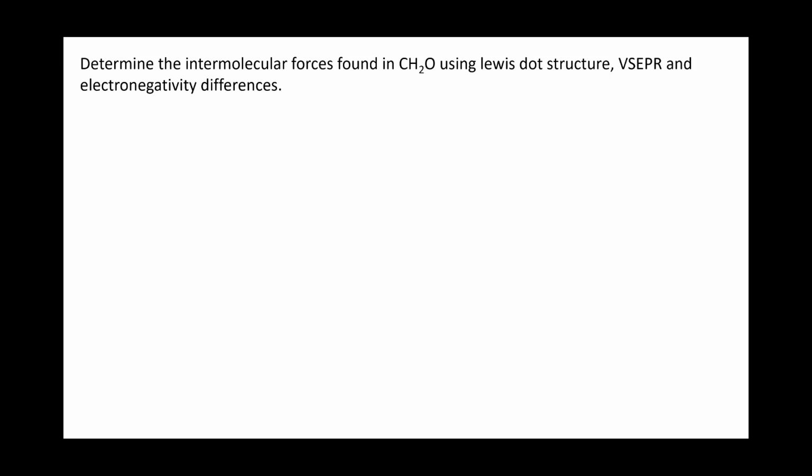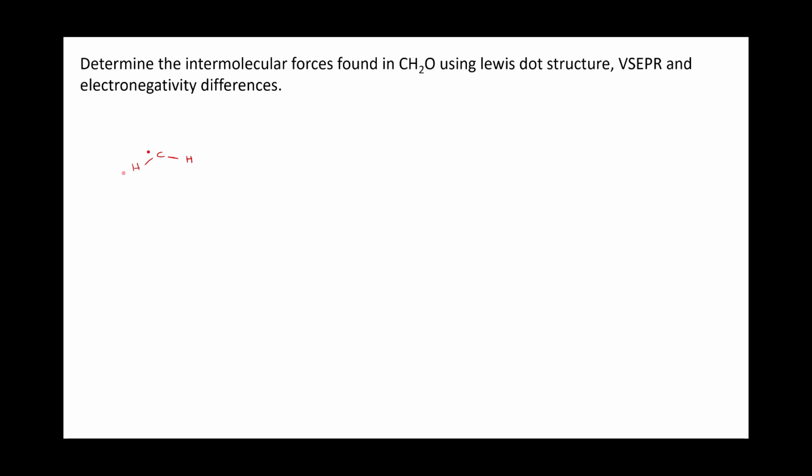Okay, so let's take a look at another question. Here we want to determine the intramolecular forces found in CH2O, and CH2O is actually formaldehyde. So formaldehyde actually looks like this, right? And if you don't understand how we came up with that, we'll do a step-by-step showing you the Lewis-dot structure. We'll generate the VSEPR and the electronegativity difference.